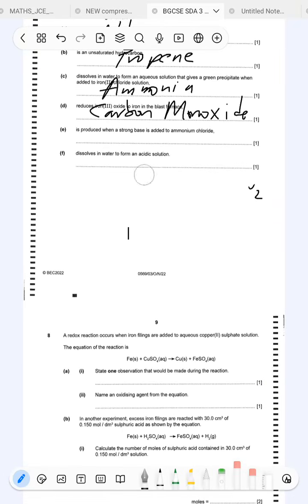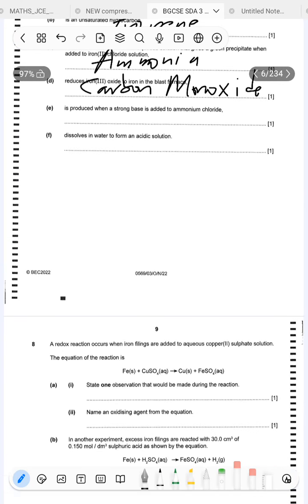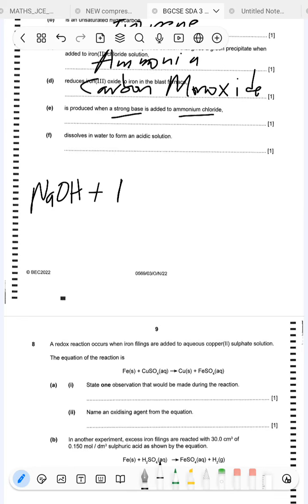Next, the question says, is produced when a strong base is added to ammonium chloride. Okay, now this is the reaction between ammonium salts. This is an ammonium salt and a strong base. For example, let's say you have sodium hydroxide, which is going to be a strong base, plus ammonium chloride, NH4Cl. Okay, now this reaction here, you're going to get water, a salt, and ammonia gas.